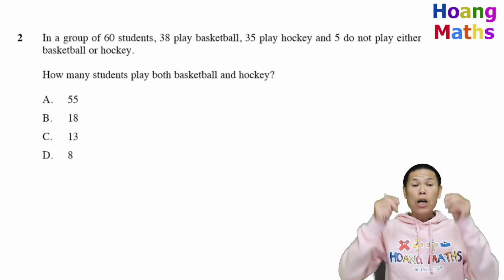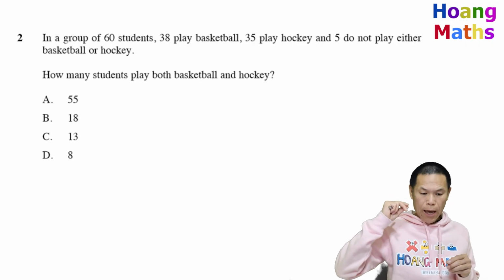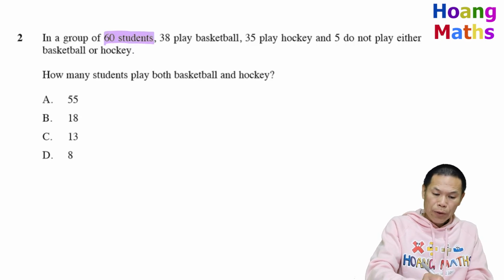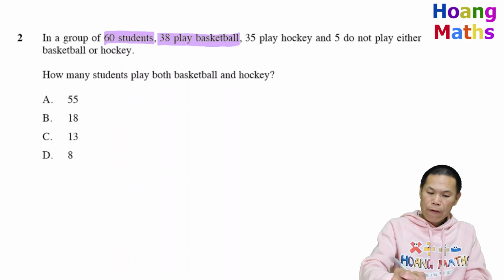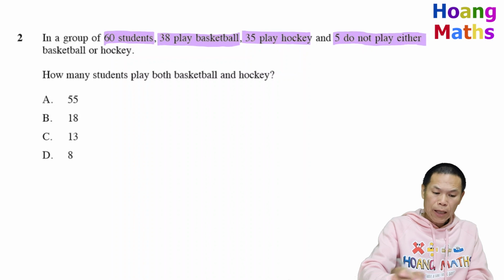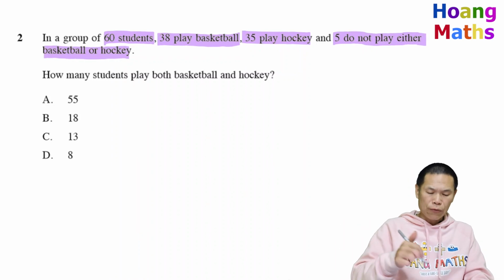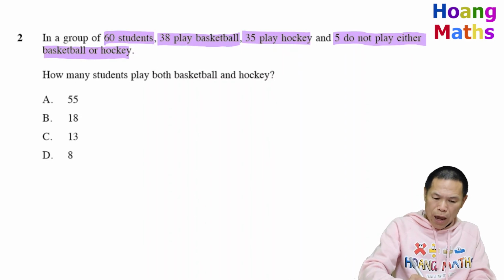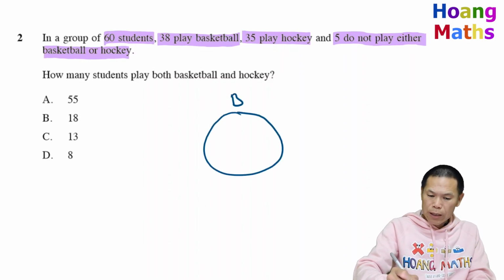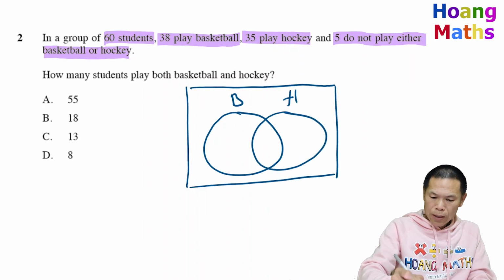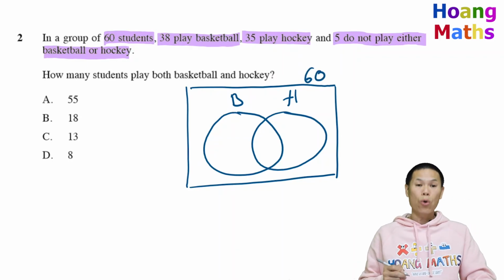Question number 2. A group of 60 students, 38 play basketball. Let me highlight this first. We know that the total number of students is 60, and 38 play basketball, 35 play hockey, and 5 do not play either basketball or hockey. So let me draw a Venn diagram for this first. We have basketball, let's say this is B, and hockey, H. We have 60 students all together.